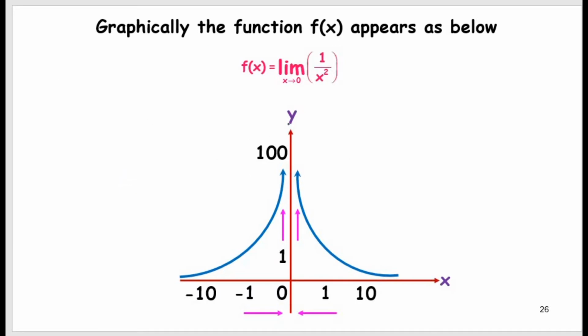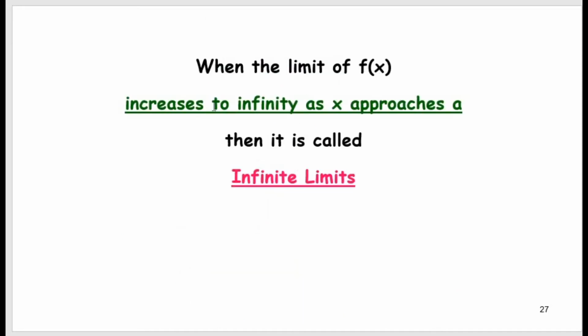So I can say that this is limit x approaching 0 for f(x), for the function f(x) is 1 over x squared. So I can say that the value is approaching something bigger and bigger and bigger, which is y equal to infinity. So when the limit of f(x) increases to infinity as x approaches a, then this is called an infinite limit.